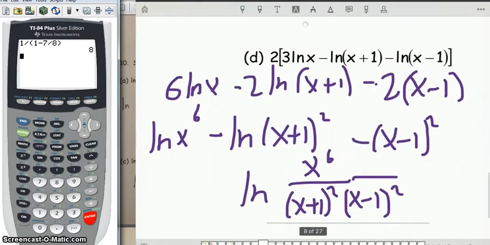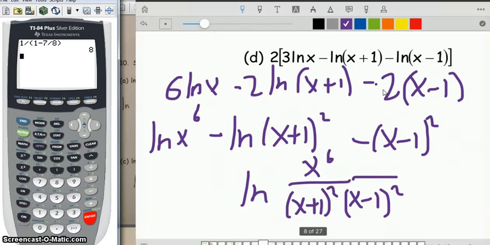Here's the work for letter D there. You distribute the 2 to the front of each natural log part. 2 times 3 is 6. 2 times -1 is -2. 2 times -1 is -2. I apologize, I left out the natural log part. There. It should also be there.